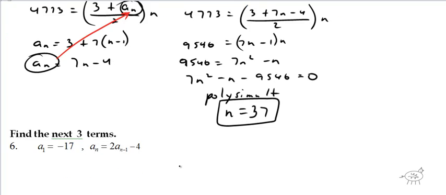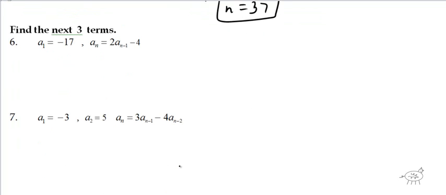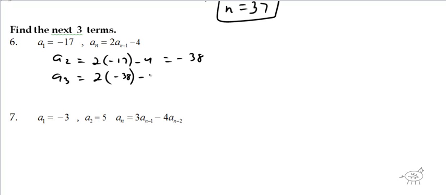Okay. Not bad. So this next one is showing you basically recursive formulas. It's saying a sub 1 equals 2 times the previous term minus 4. Well, if I find a sub 2, it's 2 times the previous term minus 4. So it's negative 38. So a sub 3, 2 times the previous term, well, that's negative 38 minus 4. It gives negative 80. And then a sub 4, 2 times the previous term, which is negative 80, minus 4, which is negative 164.